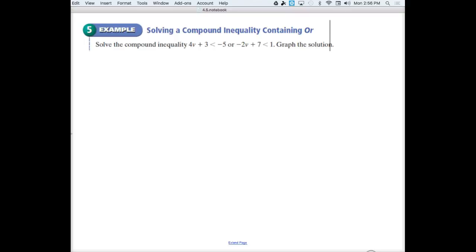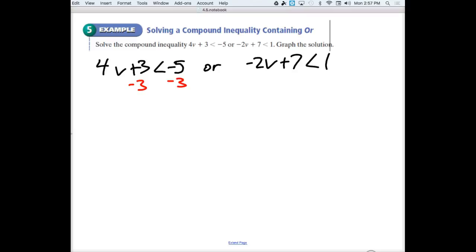Moving on to the next example, last one. So we have to solve an inequality using or. Just like when we were graphing them, solving these, you just treat it as two separate inequalities. So there's one, we have or, -2v plus 7 is less than 1. And we just solve them as two separate inequalities. So here I'm going to subtract 3. So then I get 4v is less than -8. And then you can divide by 4. And you get v is less than -2.